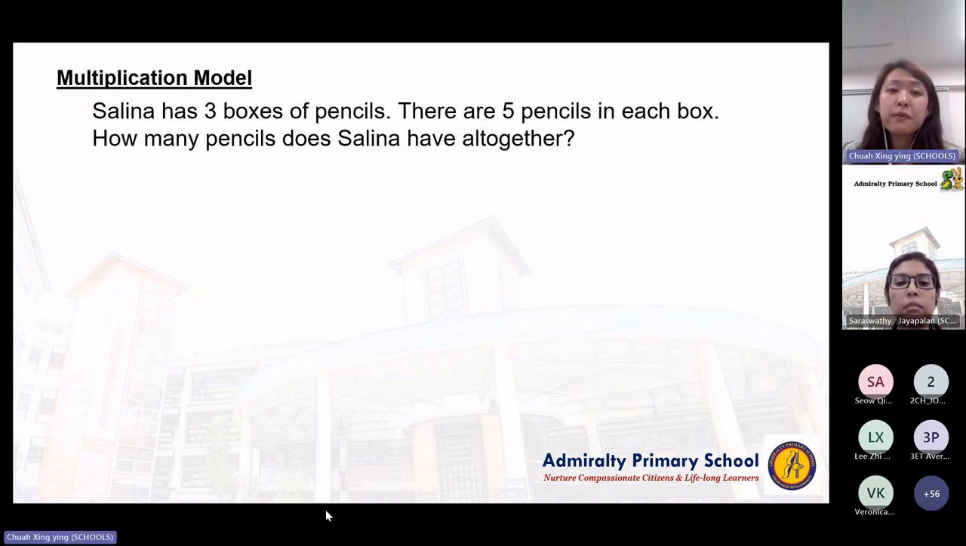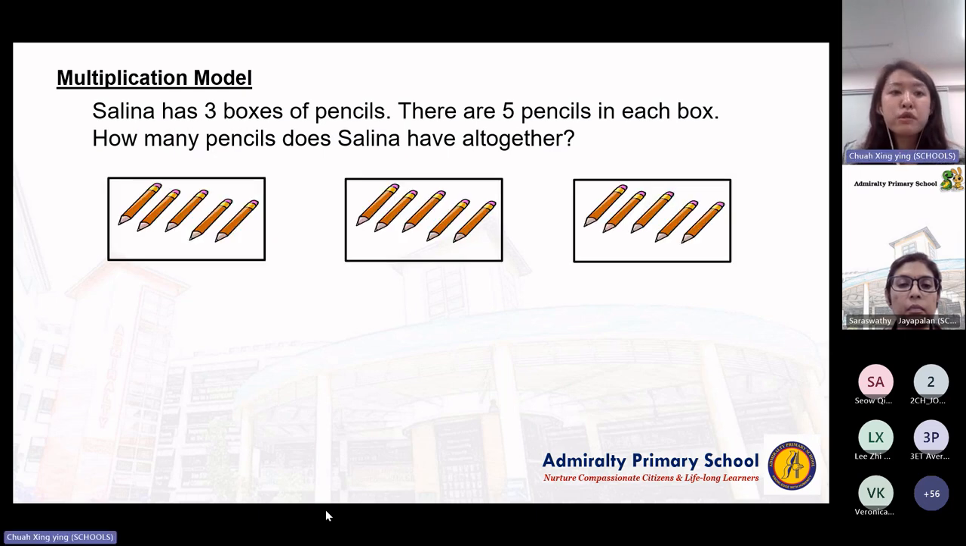Selena has 3 boxes of pencils. There are 5 pencils in each box. How many pencils does Selena have altogether? So we'll draw 3 boxes. In each box, there are 5 pencils, 3 groups of 5. Note that the size of each box is the same as the number of pencils in each box is the same.